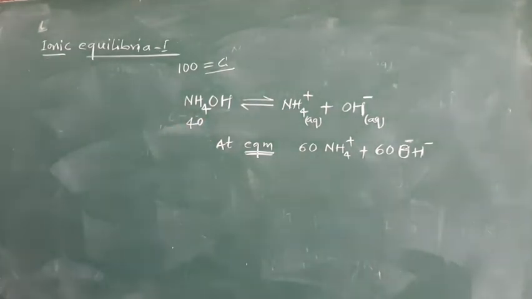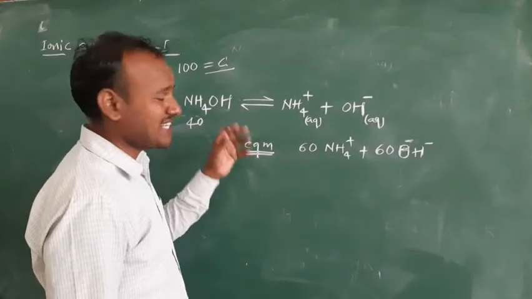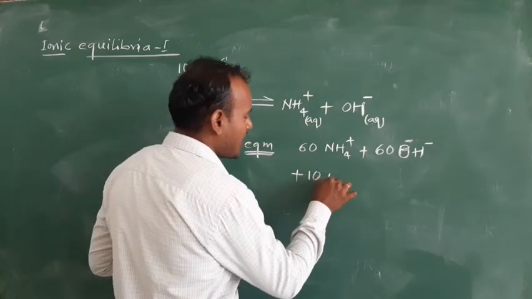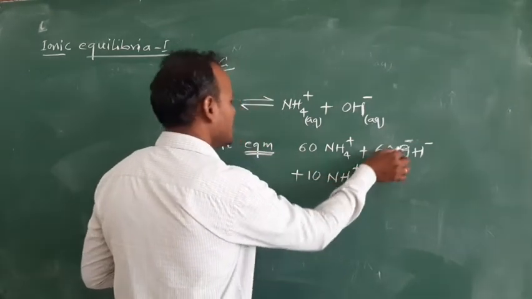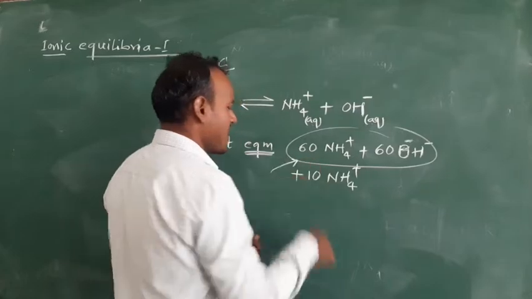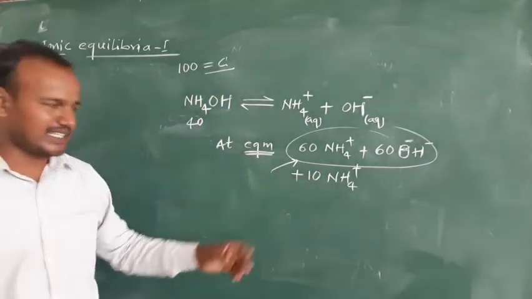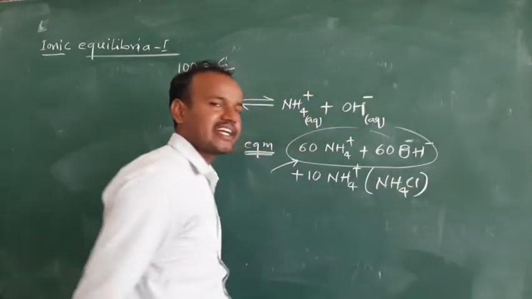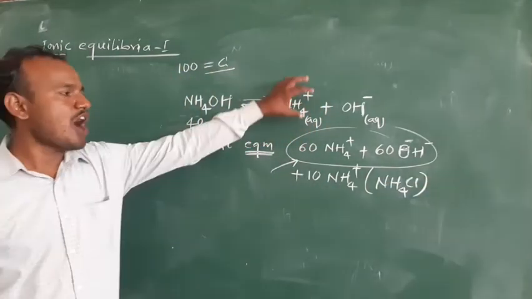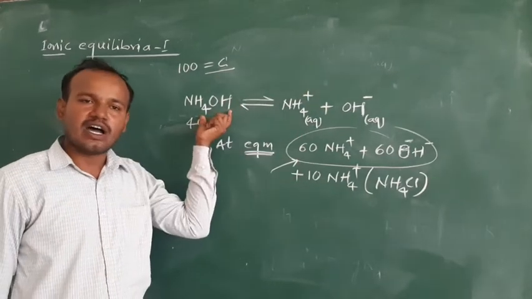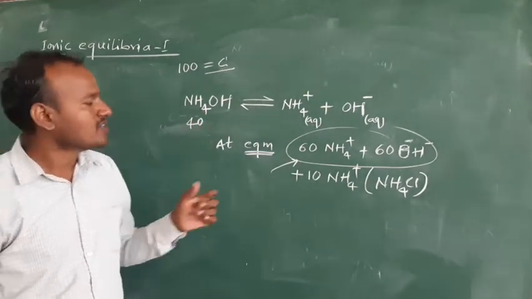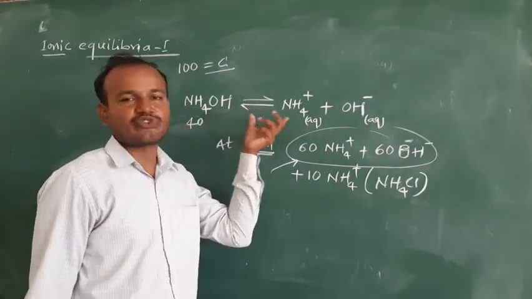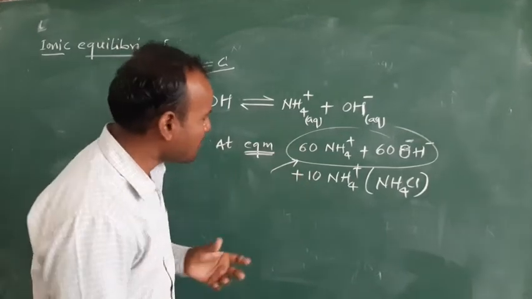Okay, so what I want to say is that if I add around 10 NH4+ ions to this system, in the form of a strong electrolyte like NH4Cl. Take it as a strong electrolyte containing one of the common ions of its weak electrolyte. This NH4+ ion is common to the weak base, NH4OH. Okay, and what will happen?